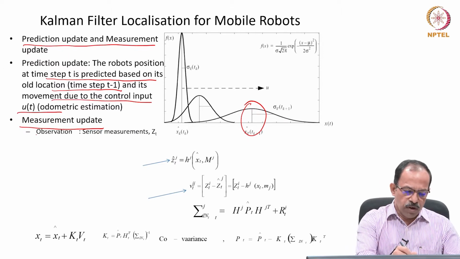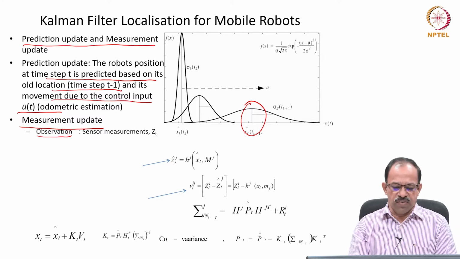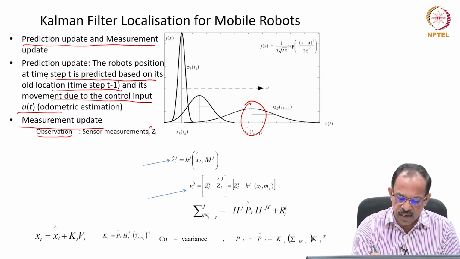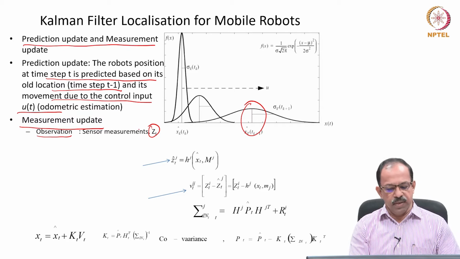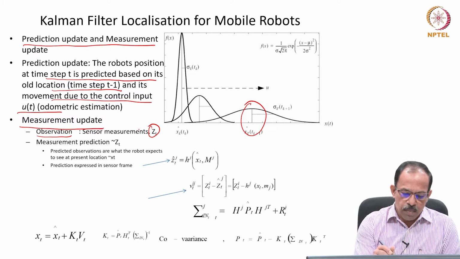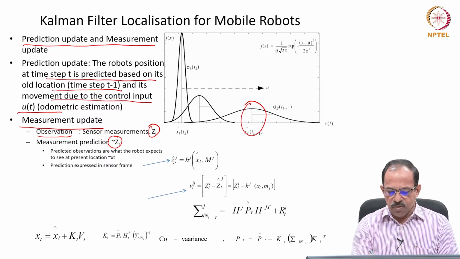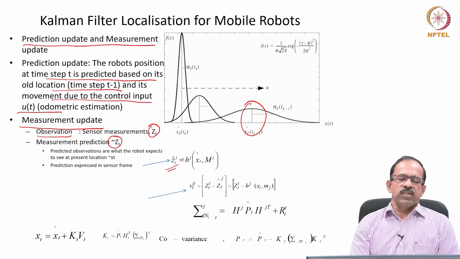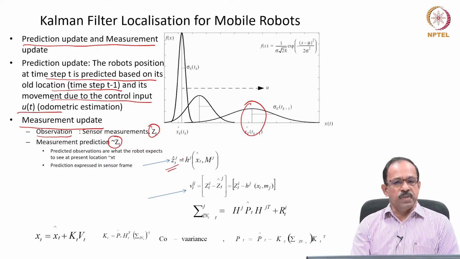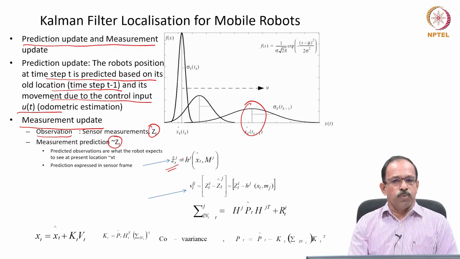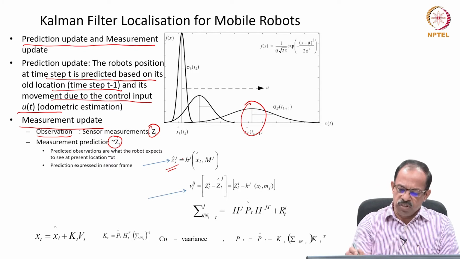We have two things in this. One is the observation using the sensors, which we call zt, the sensor measurement. Then we have the measurement prediction, which we call zt hat. The measurement prediction is basically what the robot is supposed to see from this position.